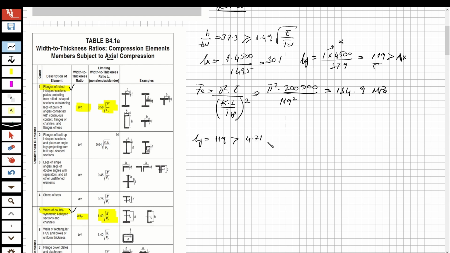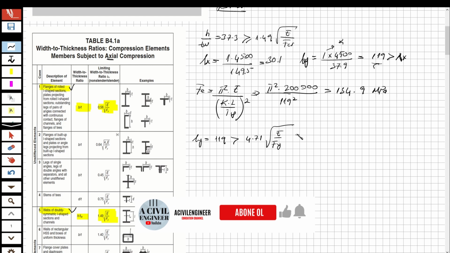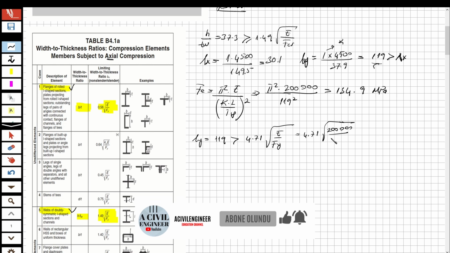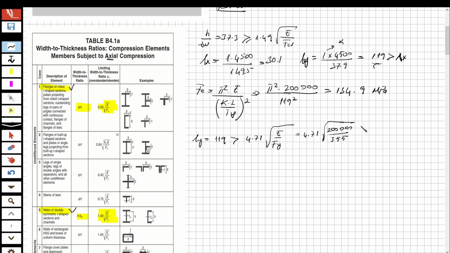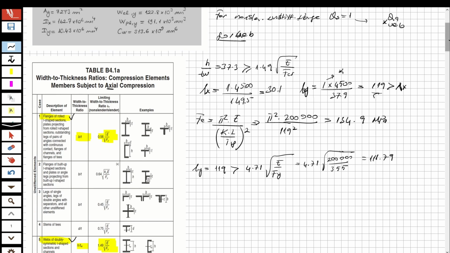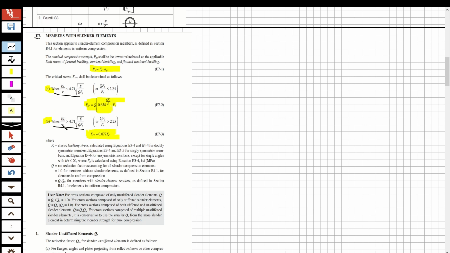4.71 multiplied by the square root of E over Fy, so 4.71 multiplied by 200,000 over 355, and this is going to be 11.79. Now you can see this is greater than this one, so let's check which formula we are going to use. This one is greater than this one, so we are going to use this formula. So let's use it.